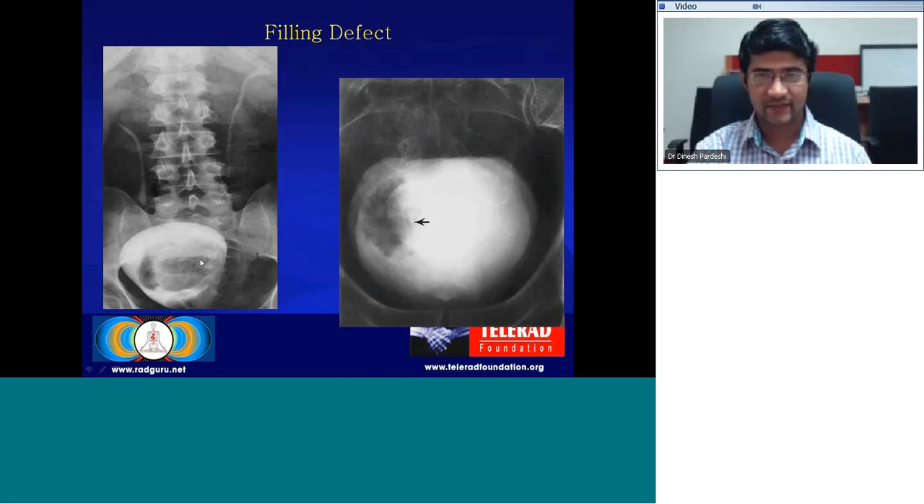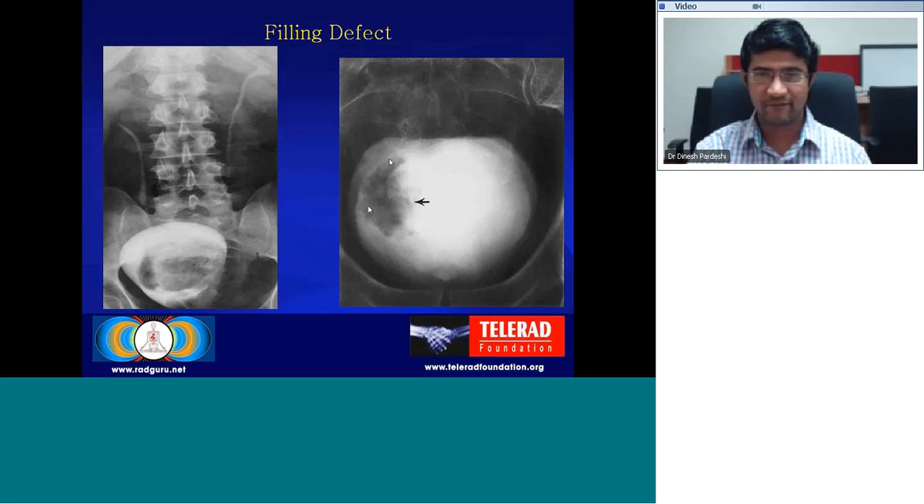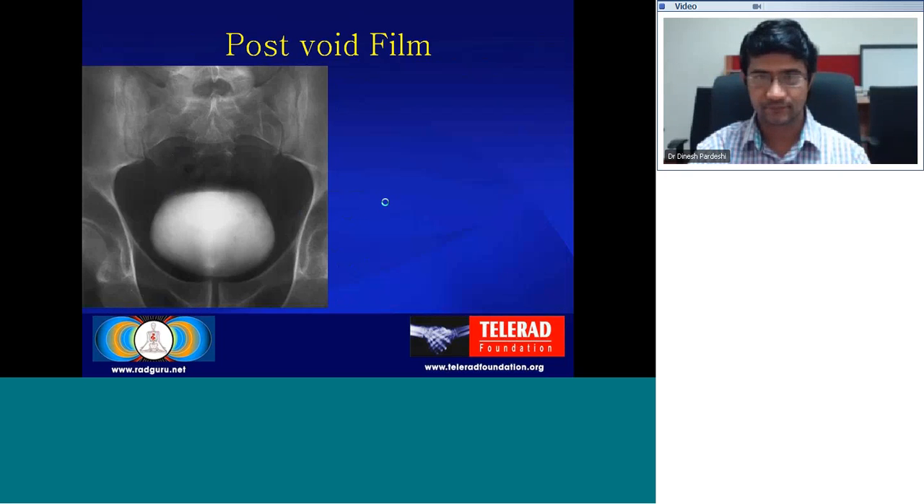As against that, this irregular filling defect with contrast material seeping in between is typically called a stipple sign. It suggests that there is some neoplasm or neoplastic pathology going on there. Okay. And what is the importance of the post-void film?